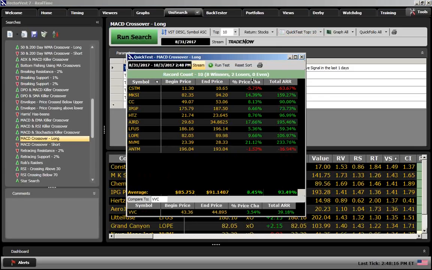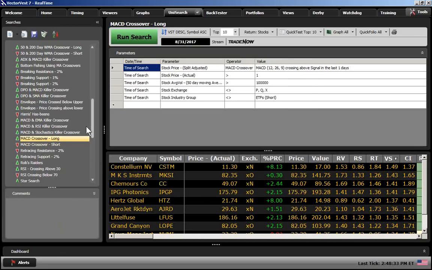8.45%, only 2 losers. Look at that. Again, this is why it falls in line with the more aggressive trader. All right, that's a simple MACD crossover, taking advantage of the stocks based on the 6-day moving average crossover. Let's do one more. Let's do another moving average crossover.